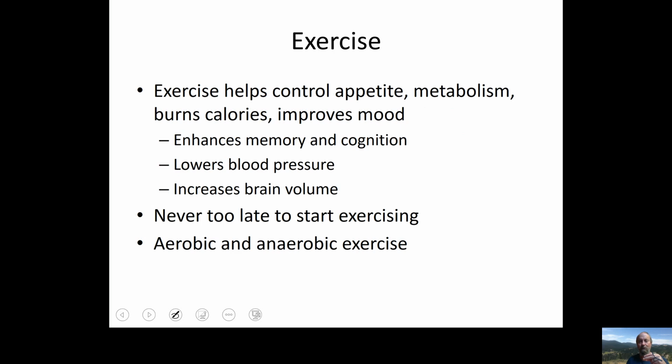Exercise is good. It controls appetite, metabolism, burns calories, improves mood, increases brain volume, decreases blood pressure, et cetera. Exercise is really pretty good for you. It's never too late to start exercising. And then we talked about memory: exercising is one of the main ways of decreasing the risk of Alzheimer's. So you want to do both aerobic and anaerobic, like weightlifting. It doesn't have to be huge weightlifting, but you do want to have some weightlifting put in there.